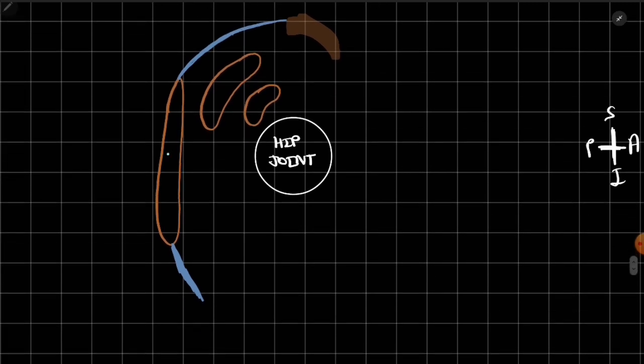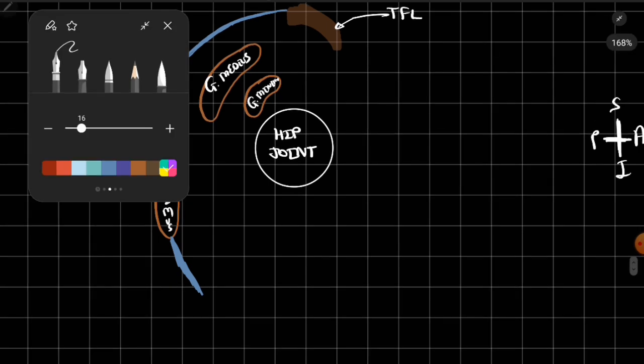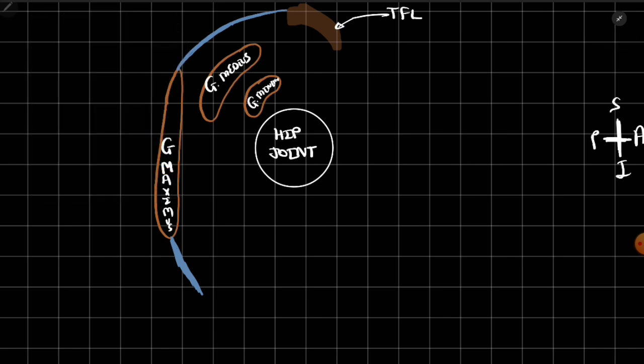So let me label. This is the gluteus maximus, gluteus medius, and gluteus minimus. Okay, this is the tensor fascia lata. Now the most important part, this piriformis. Where is the piriformis situated? So basically the piriformis is situated midway between the gluteus minimus and the gluteus maximus. Okay, so we talked about this being an important muscle.